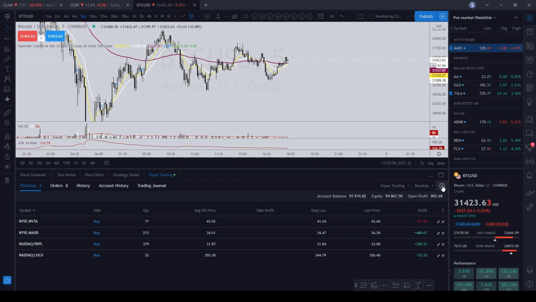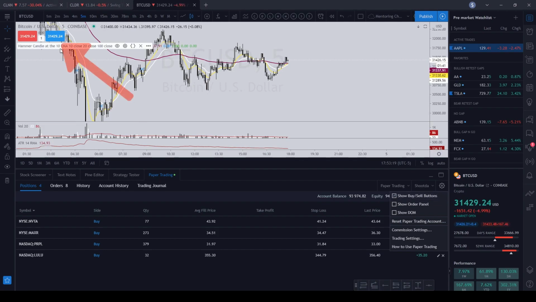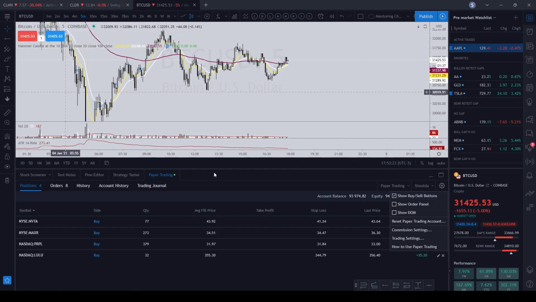The next tab here is just your account, and all it does is tell you that you're trading USD. Then there's a little gearbox on the right-hand side. If you click that gearbox, it brings you to another selection of options. The first option is the show buy sell button. What this does is it toggles this little red and blue option right here on and off.